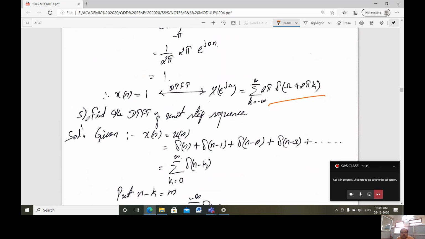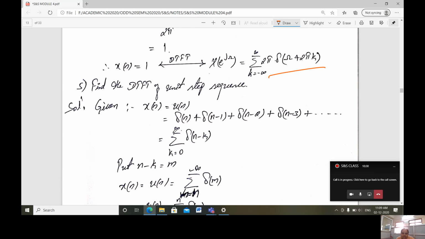Okay, then the DTFT is consisting of all the delta functions, that is the impulse response, we have already come across how it is represented. So I can write the equation as delta of n plus delta of n minus 1 plus delta of n minus 2, and it goes on. So I can briefly write the equation as summation k varying from 0 to infinity delta of n minus k. Putting n minus k equal to m.